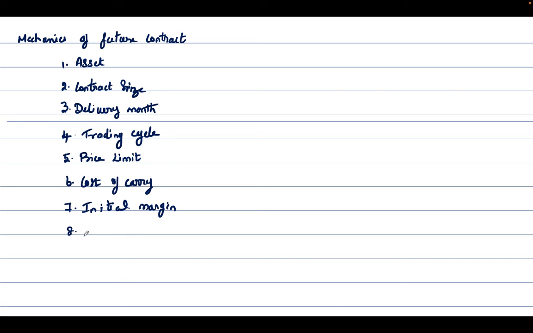Marking to market. At the end of each trading day, the margin account is adjusted to reflect the investor's gain or loss depending upon the futures closing prices.